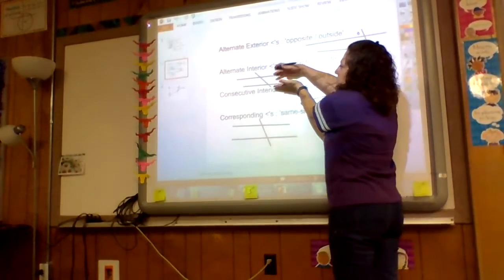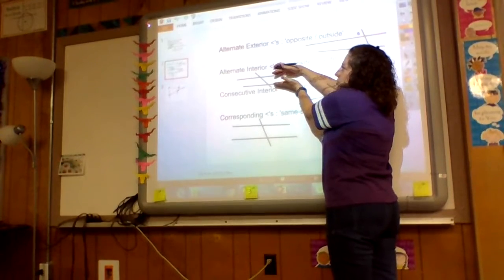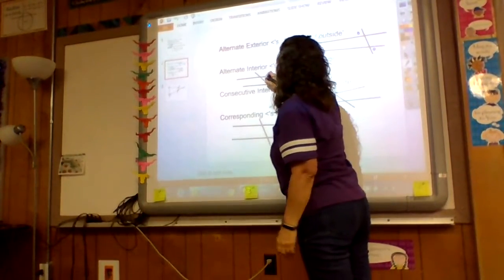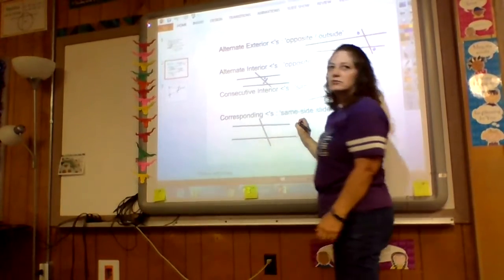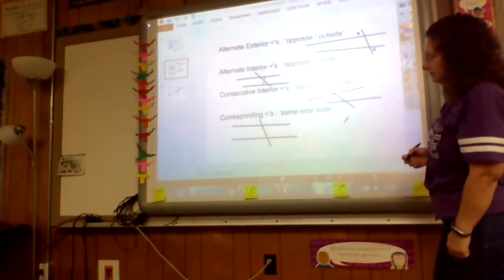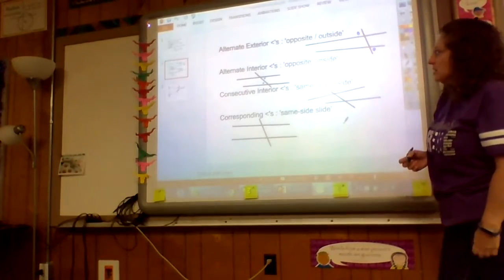So between my two lines, this time I'm going interior, which means inside, and I'm going to go alternate sides also. So you'll mark those on your picture. Oh, I remember these. Okay.